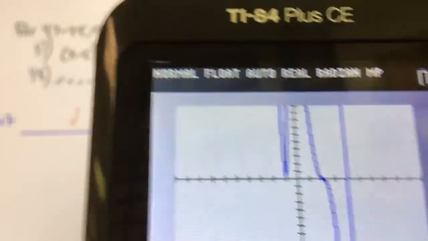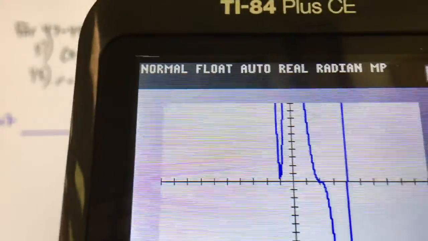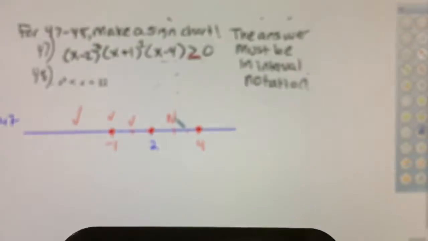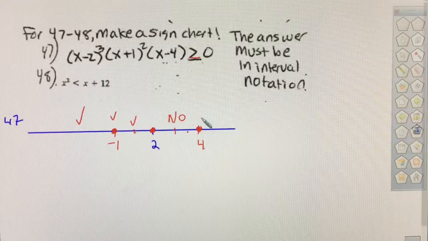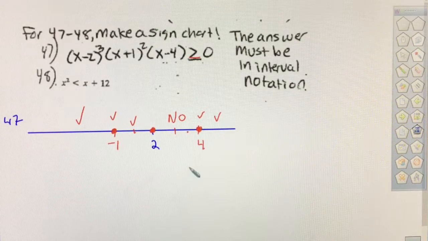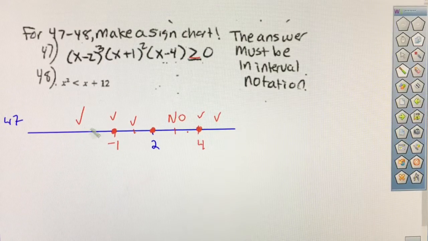Now at 2, it goes through. It is equal to 0. It goes through. But just past 2, between 2 and 4, it is no longer positive. So that's no, it doesn't work. And then once I get to 4, it goes above the graph again, and it works at 4. It's greater than or equal to 0, and it's positive. So if I were to shade this graph and make a number line graph out of it, it would look like this. And the arrows would be pointing out.